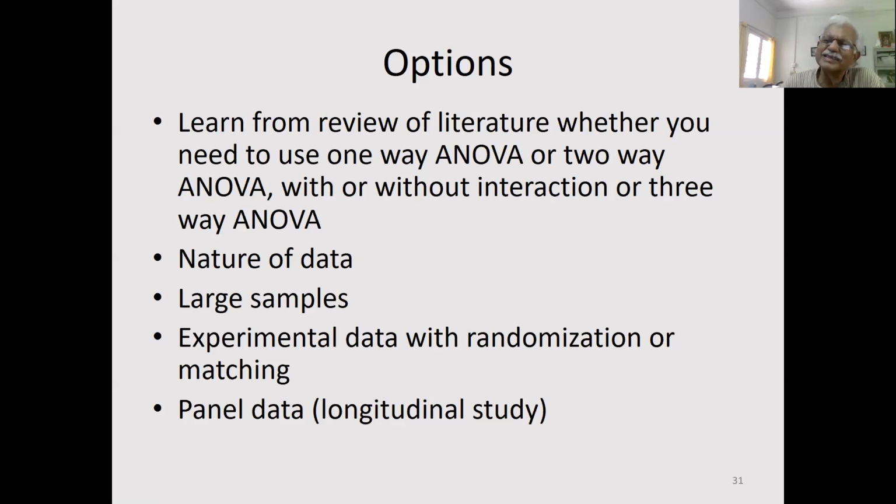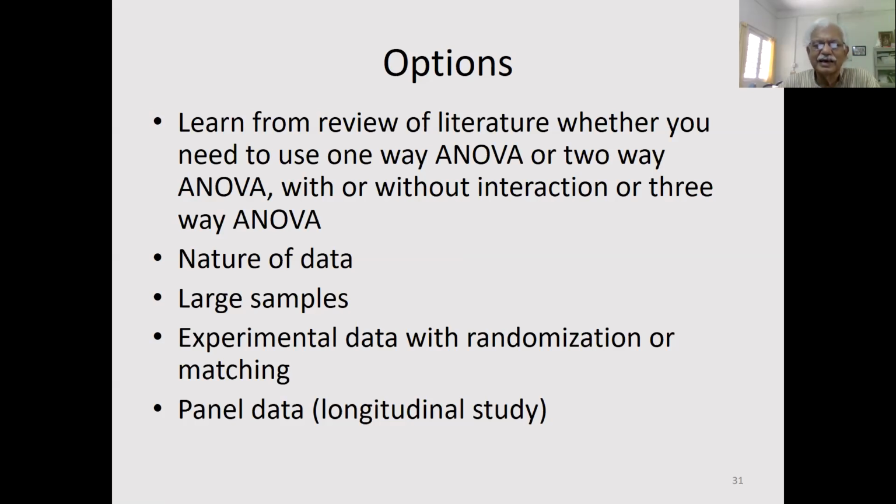In practical applications, it will be better if we confine our interactions to interaction between two variables or maximum three variables. We do not go beyond it, even if there is temptation to do so and the number of independent variables is large. Again, as I told you, in case of simple ANOVA, what kind of analysis you do depends on review of literature and nature of data. Large samples are always better.